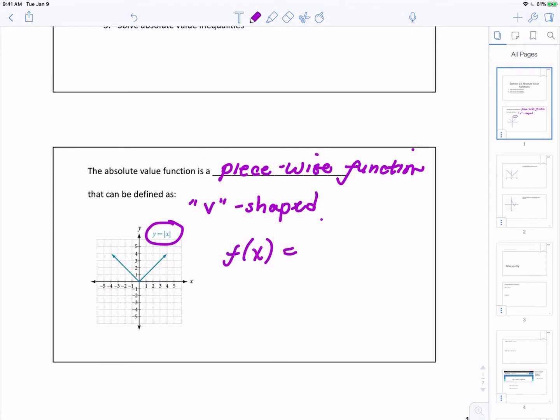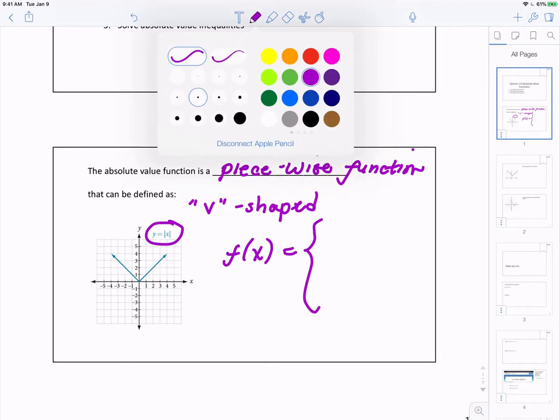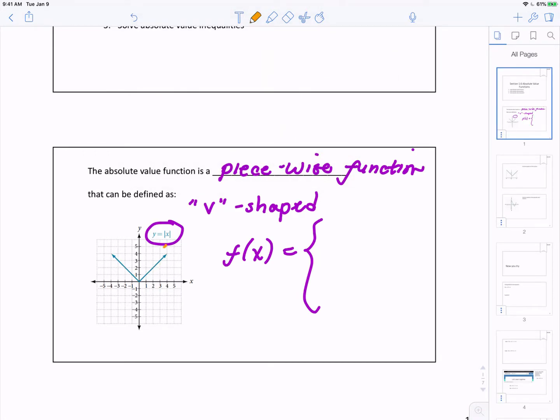f of x is equal to, well, if we think about this piece on the right, what is it? It's a line that has a slope of 1. So if you think of y equals mx plus b, the slope of the line is 1, and b, the y-intercept, well, it intersects the y-axis at 0. In other words, the right side of the V has the equation f of x, or y, equals x, if x is greater than or equal to 0.